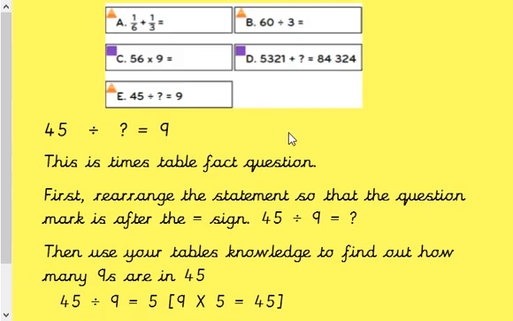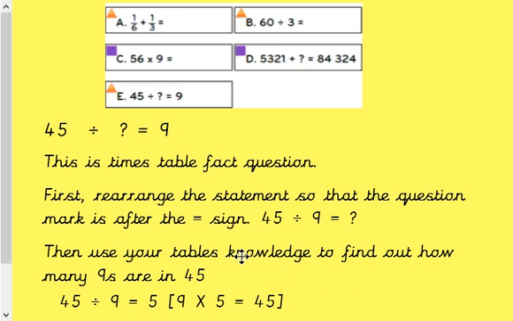Okay, next question. It's a mental strategy question, but it's one of those sneaky questions where it has a mystery number. So 45 divided by the mystery number equals 9. And really, all this is a times table fact question. First thing I would do, as I've always said to you, rearrange the statement so that the question mark is after the equal sign. Put your known numbers into the statement. So here we would move the 9 into the number statement and the question mark after the equal sign. And we would say 45 divided by 9 would equal the mystery number.